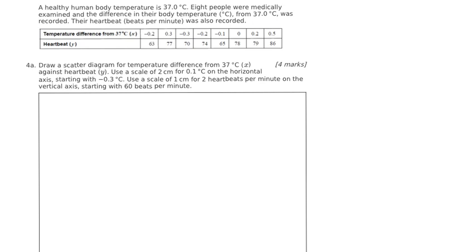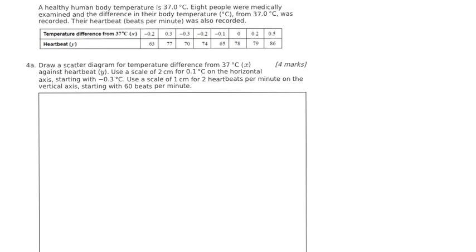4a, draw a scatter diagram for temperature difference between 37 degrees centigrade on the x-axis against heartbeat on the y-axis. Use a scale of 2 centimeters for 0.1 degrees centigrade on the horizontal axis, starting with a temperature of minus 0.3 degrees centigrade. Use a scale of 1 centimeter for 2 heartbeats per minute on the y-axis, starting with 60 beats per minute.